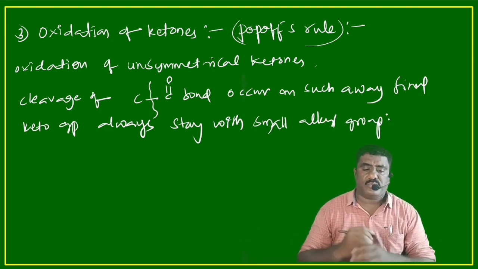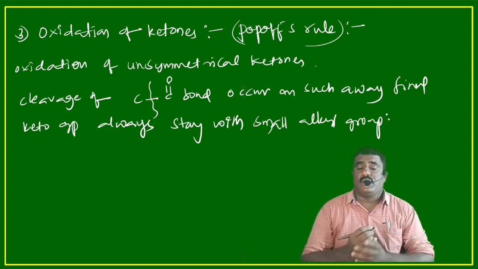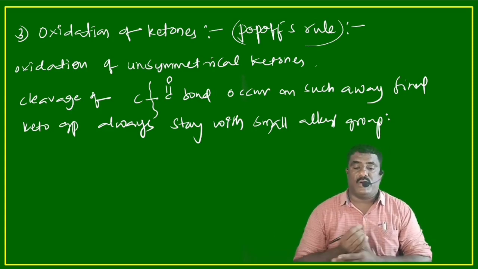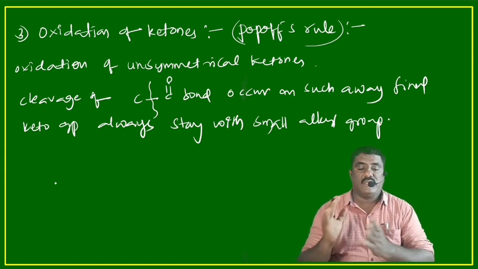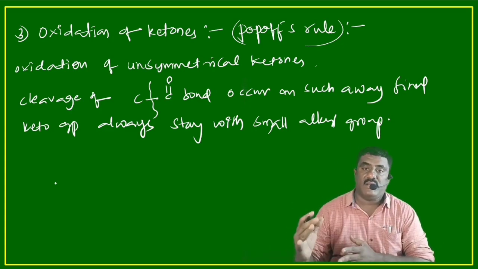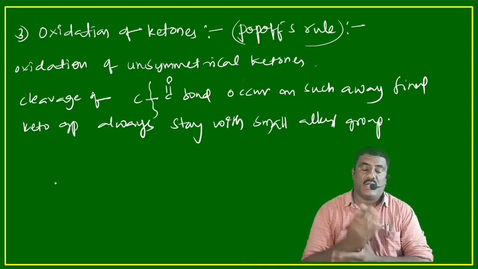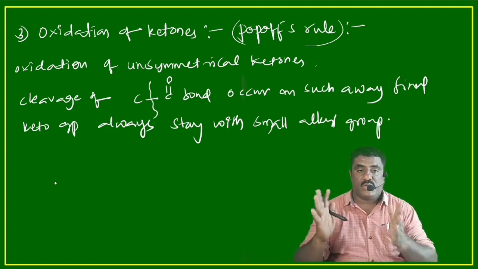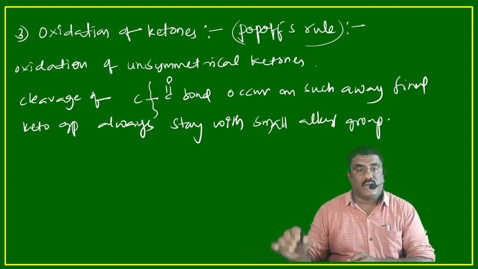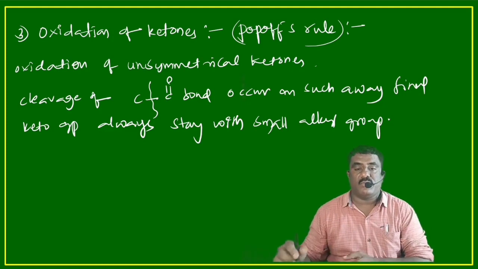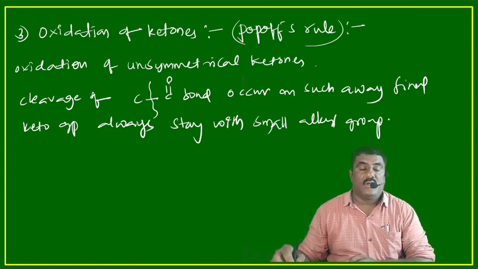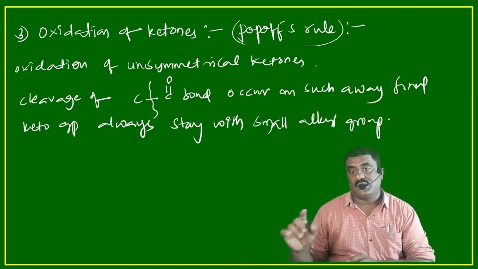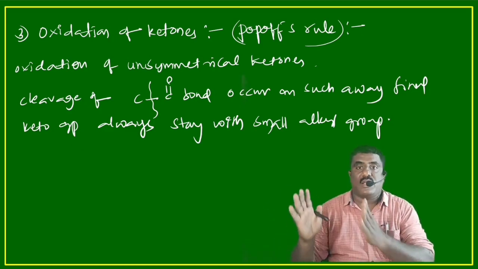Simply, according to this rule, the cleavage of the carbon-CO bond of an unsymmetrical ketone always occurs such that the keto group stays on the side where the smaller alkyl group is present.